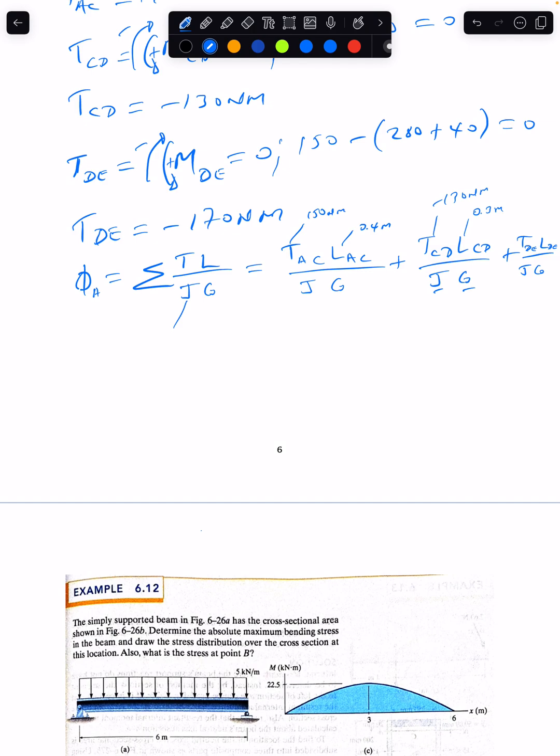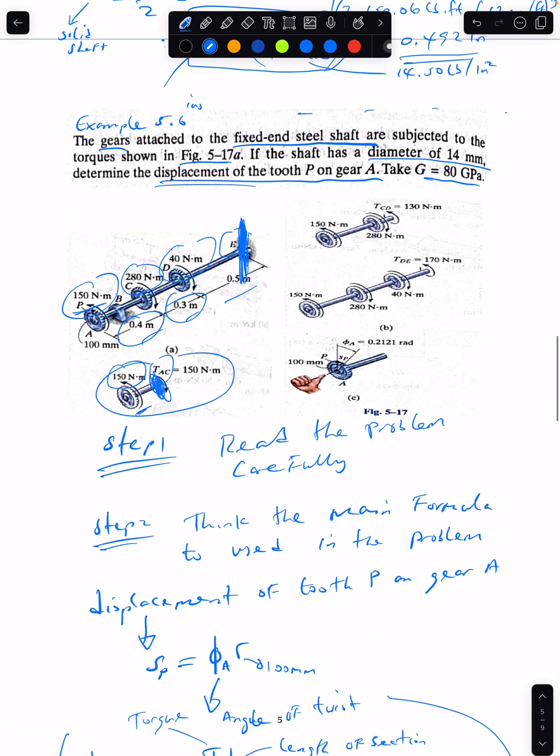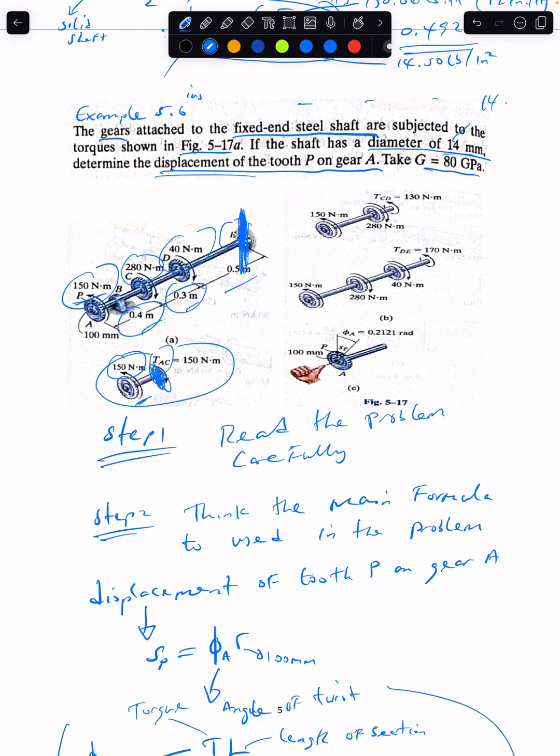And of course, we know the polar moment value is gotten from this formula. Polar moment equal to what? Equal to pi over 2 c to the power 4. And this c is the radius. And therefore, that polar moment is pi over 2, and we look at the shaft diameter, which is 14 millimeter. You divide this by 2, 14 divided by 2, you get the radius, and that is going to be 7 millimeter.